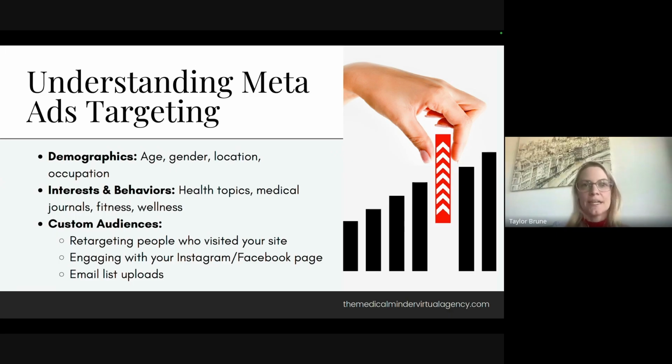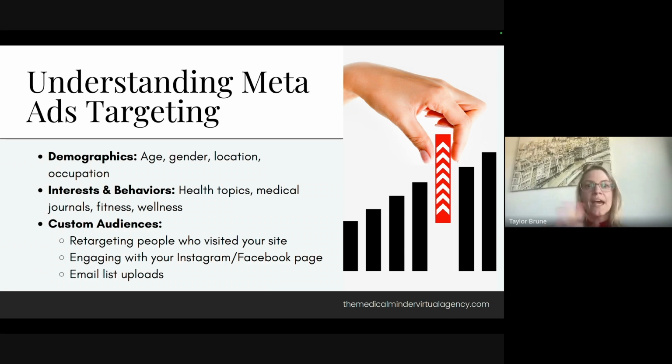Interests and behaviors can include health topics, medical journals, fitness, wellness, anything that your avatar is interested in. Custom audiences: this is where you can later on, once you have enough leads and you've run enough ads where it's gathered enough information, retarget people who visited your site who didn't buy, or who just visited your Instagram or Facebook profile. And then also you can retarget people who engaged with your Instagram and Facebook page.